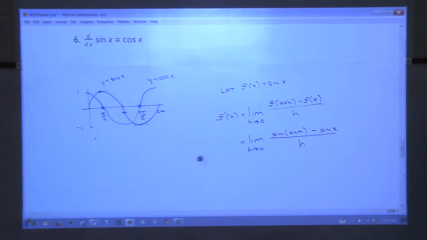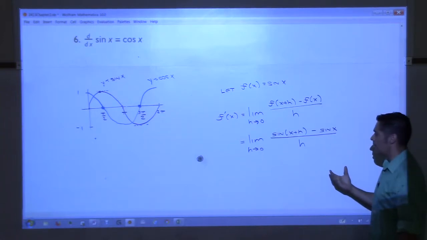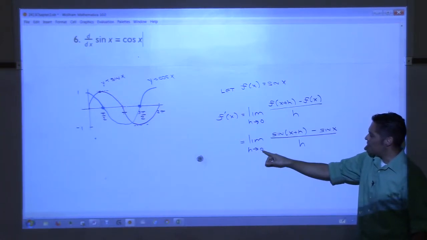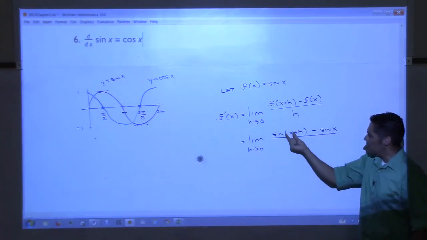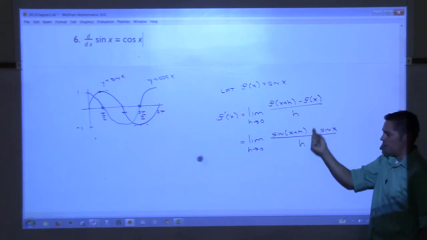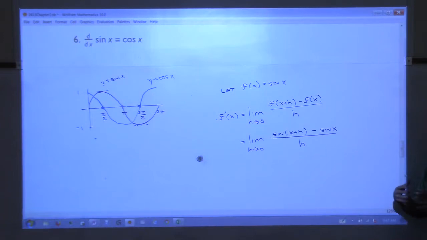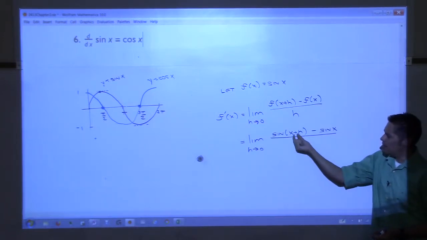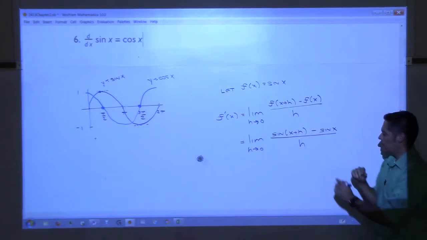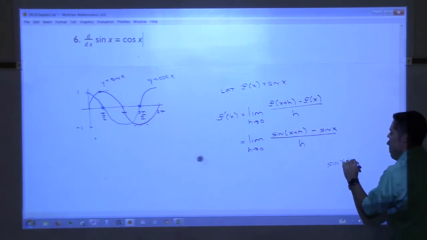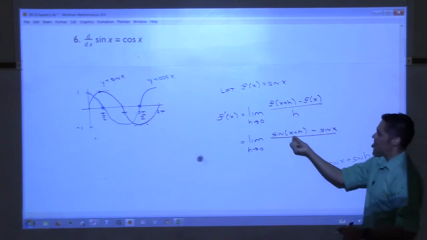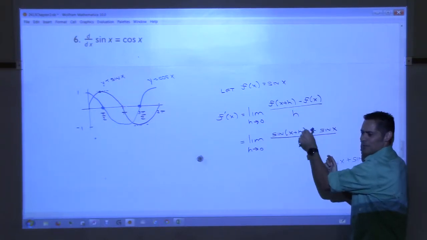Now, unfortunately for us at this point, we don't have an easy way of doing anything algebraically. If we let h go to 0, this goes away, we get sine x minus sine x, which is 0, and then we have division by 0. So we know we have 0 over 0, but what algebra is going to be necessary? We can't, like you can't just split sine into sine x plus sine h, right? Sine doesn't split that way. You can't distribute sine through.